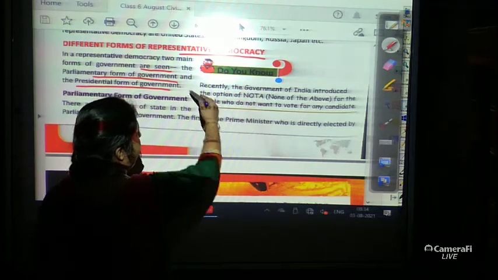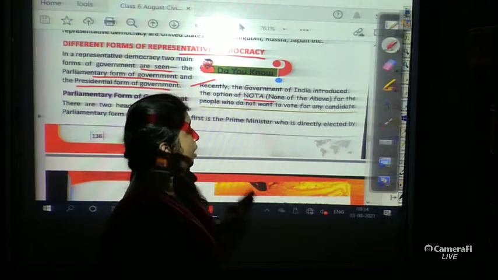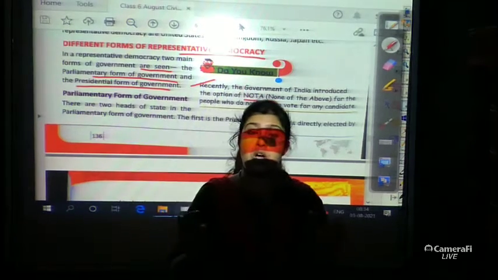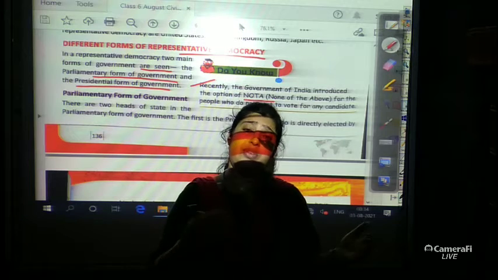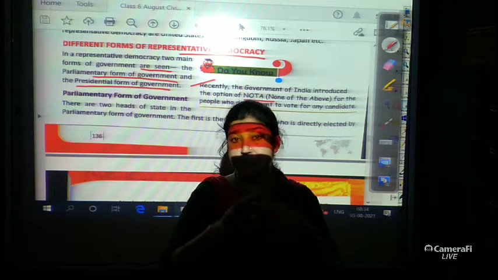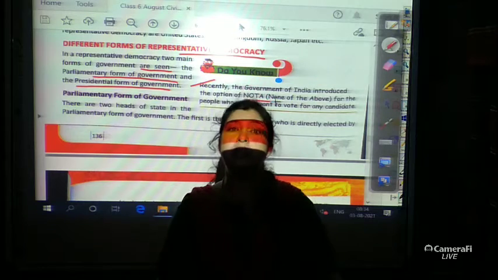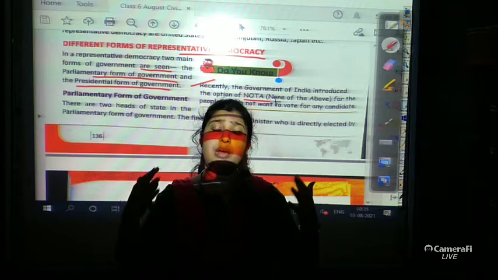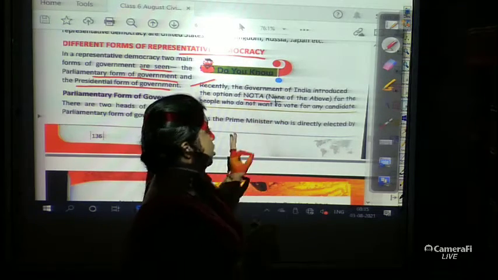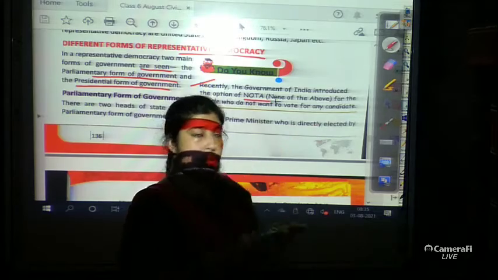Now here is some knowledge: recently the government of India introduced the option of NOTA, that is none of the above, for the people who do not want to vote for any candidate. There are many people who don't want to give their vote to any particular party, because they think that party only thinks about itself and is not working for us. So they can press the NOTA button. It means none of the above, that whatever the representatives' names are, they don't like to vote for them.